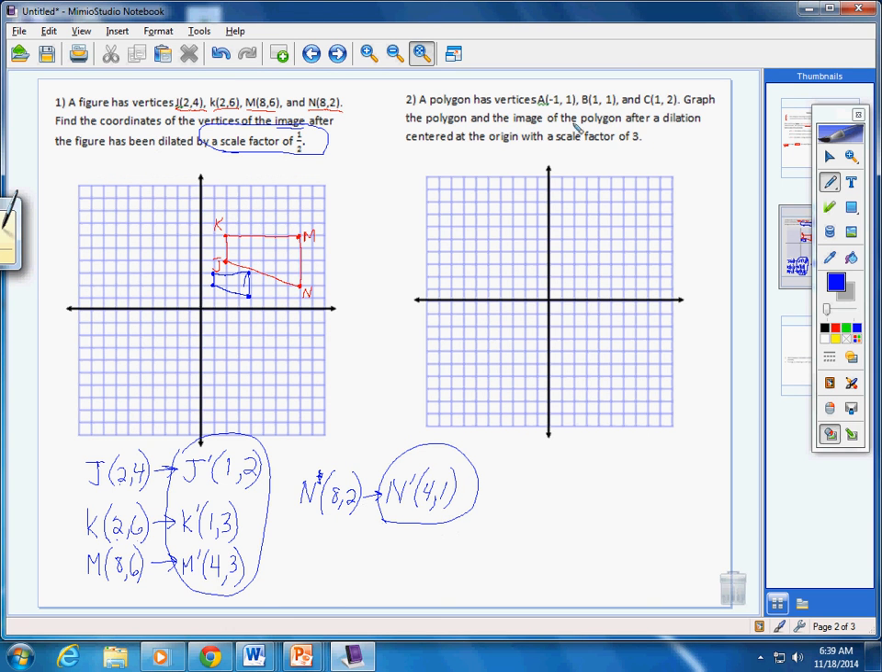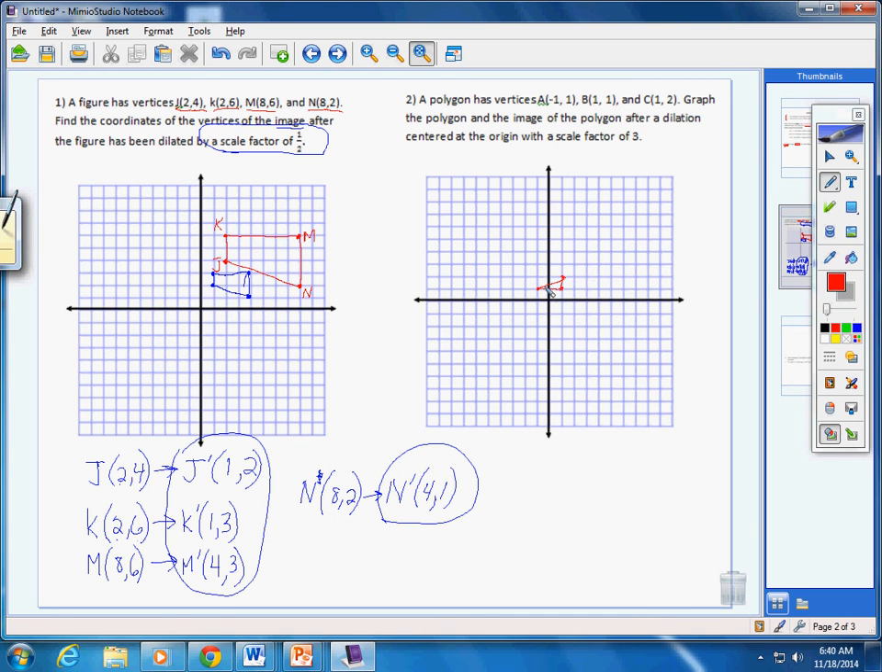Now number 2 says a polygon has vertices A, negative 1, 1. Let's graph that. B, 1, 1. C, 1, 2. Okay, those are our 3. Dang, man, I'm off here. Let's get rid of all those and let's try this again. Negative 1, 1. 1, 1, and 1, 2. Nice one. It's much better. Okay. So we've got ABC, our polygon right here, our triangle.